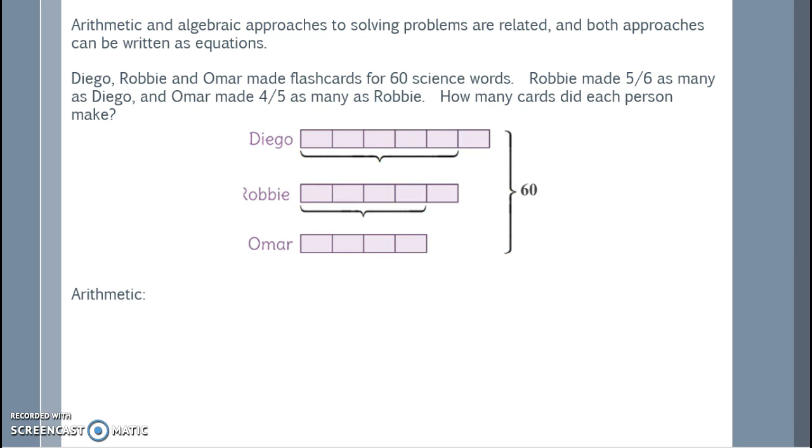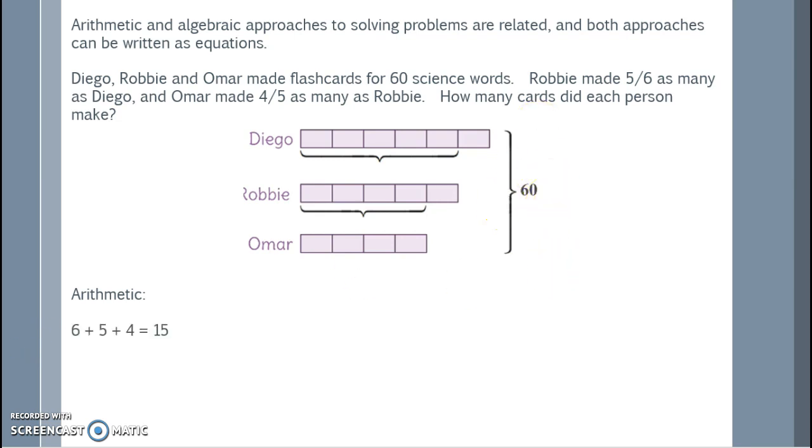So Diego made 5 out of 6. Okay, so Robbie made 5/6 as many as Diego. Omar made 4/5 as many as Robbie. So Diego has 1, 2, 3, 4, 5, 6. Robbie has 1, 2, 3, 4 fifths, and Omar has 1, 2, 3, 4. So it kind of builds this little tape diagram. And altogether they had 60.